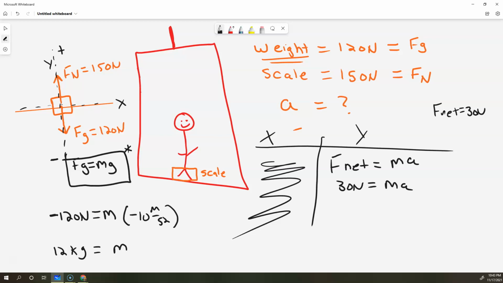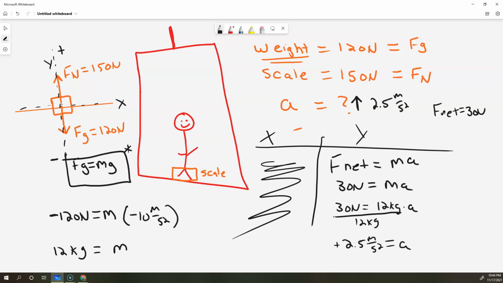So now I have 30 newtons equals 12 kilograms times a. And if I divide by 12 kilograms, I find 2.5 meters per second squared equals a. And that's a positive, which means it's up. So I am accelerating up at 2.5 meters per second squared.